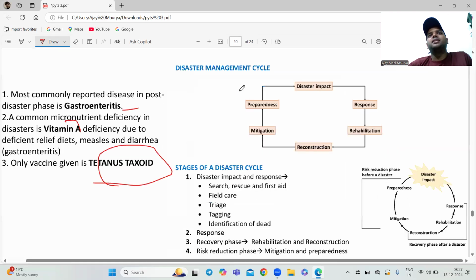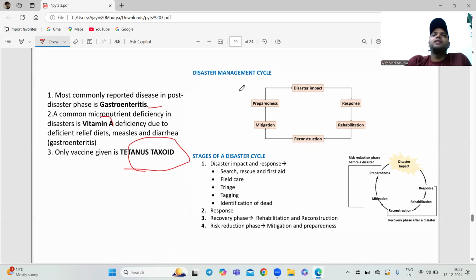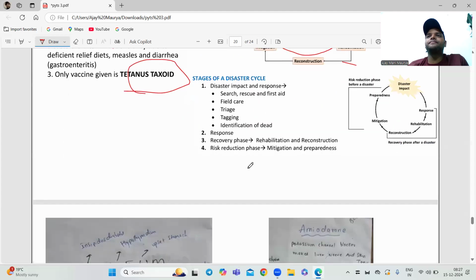Please remember here, guys, the disaster management cycle. See here, first one is disaster impact. Then there is RRR: response, rehabilitation, and reconstruction. This is the mitigation and the preparedness. Remember this cycle.